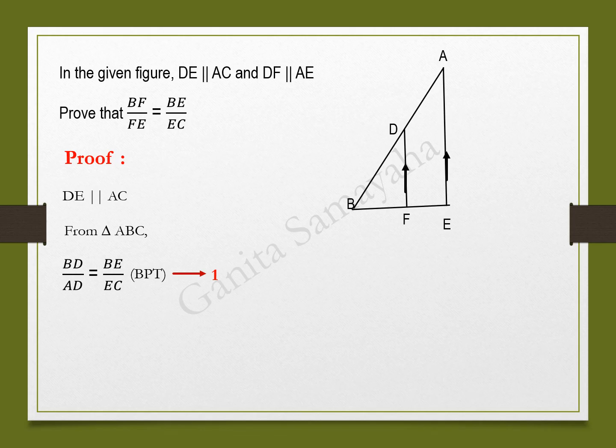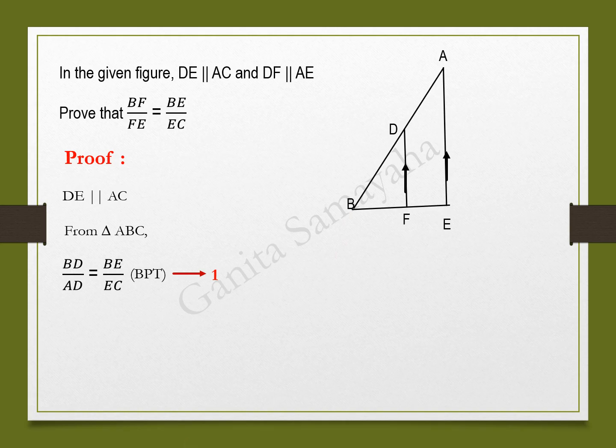Okay children, I have given it so that it will be easy for you to visualize it. Now again we have DF parallel to AE. So which is the vertex opposite to this parallel? B. So with this B as the vertex, we will write the proportionality. So what is the proportionality?